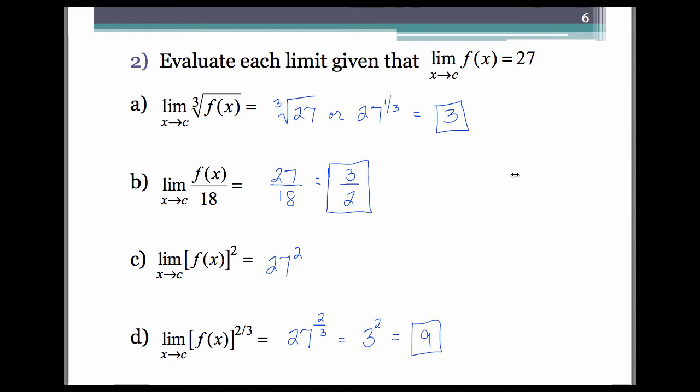One thing to note, because you might see some of this, is that all of these properties, if you take a look at them, were all as x approaches a number, c in this case. They do work similarly if you're doing the limit as x approaches infinity. So just in case you come across any of those.